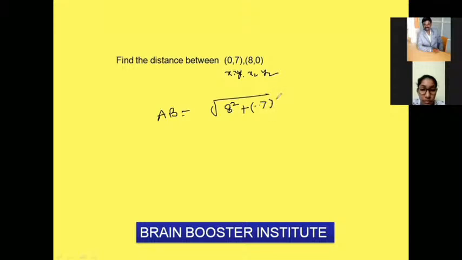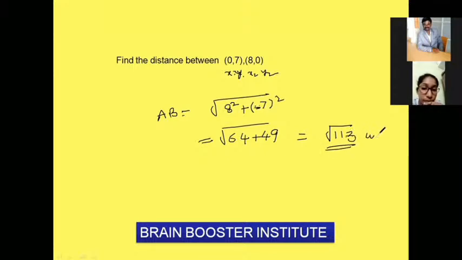I'm writing directly without writing the formula. Now 8 square is 64, and minus 7 square is nothing but 49. Minus times minus is plus. Now 64 plus 49, how much? 113. Very good. So the answer is under root of 113 units. Any doubt? No doubt, sir.